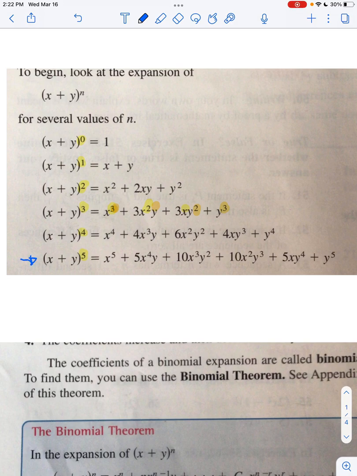Say we look at this one, x plus y to the 5th power. 3 plus 2 is 5. 4 plus 1 is 5. 2 plus 3 is 5. So our exponents are always going to add up to the degree that we have.